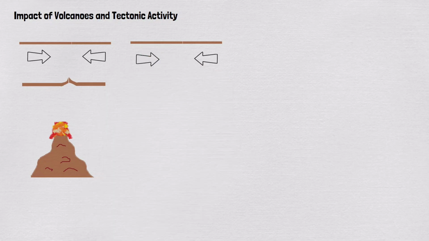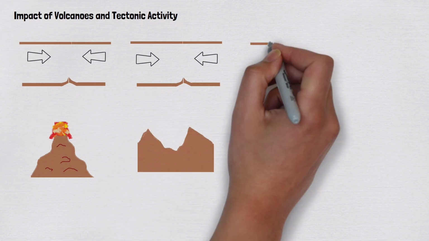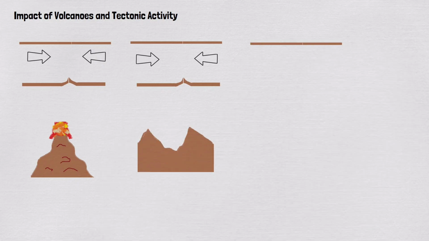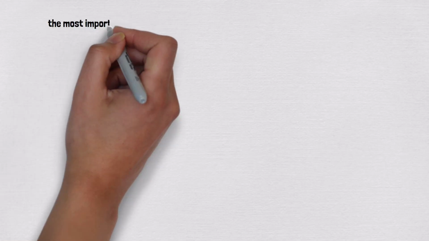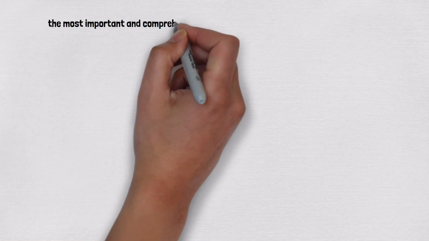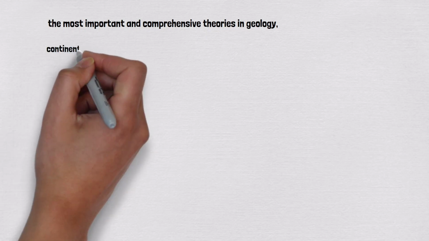These collisions resulted in the formation of mountain ranges and other geological features like valleys and faults. In fact, all these tectonic processes were responsible for the formation and stabilization of the first continents. Plate tectonics theory. The theory of plate tectonics is one of the most important and comprehensive theories in geology, explaining how the movement of Earth's large plates leads to the formation of continents, oceans, mountain ranges, and other geological features.